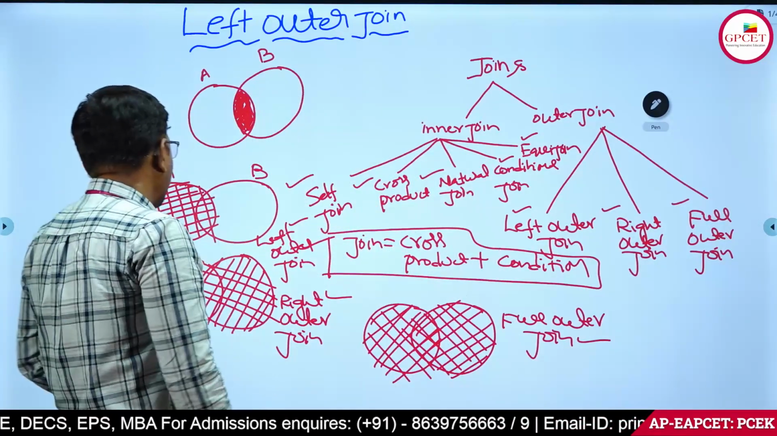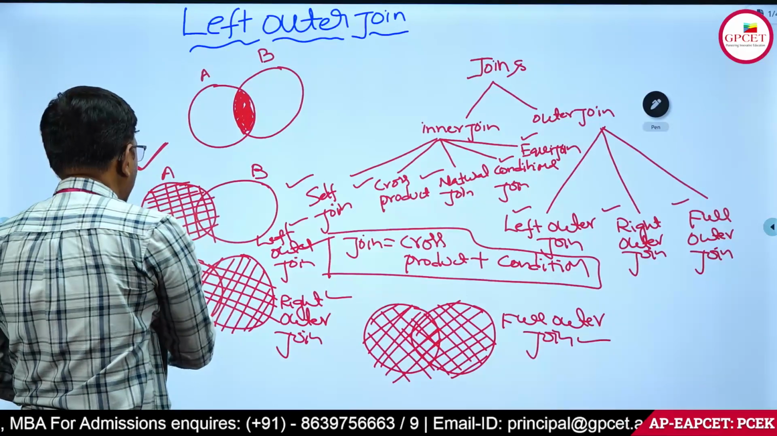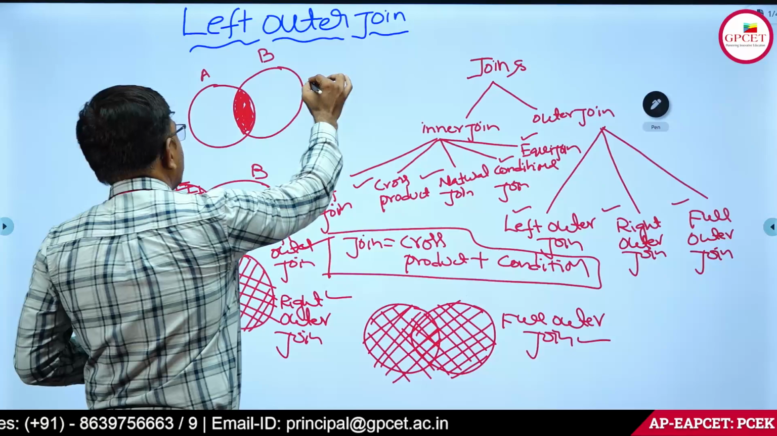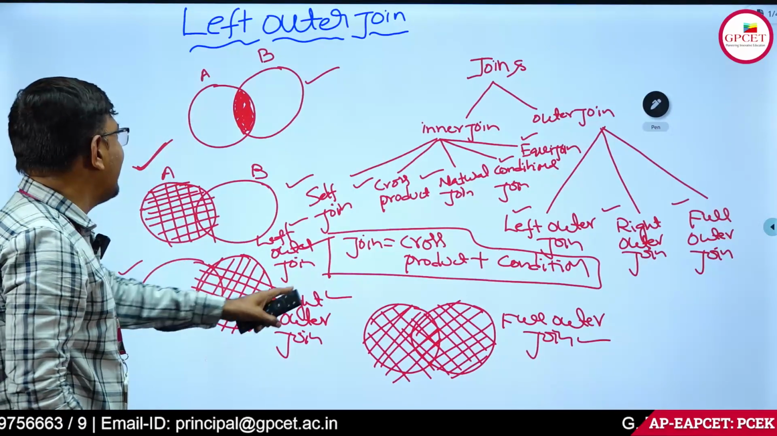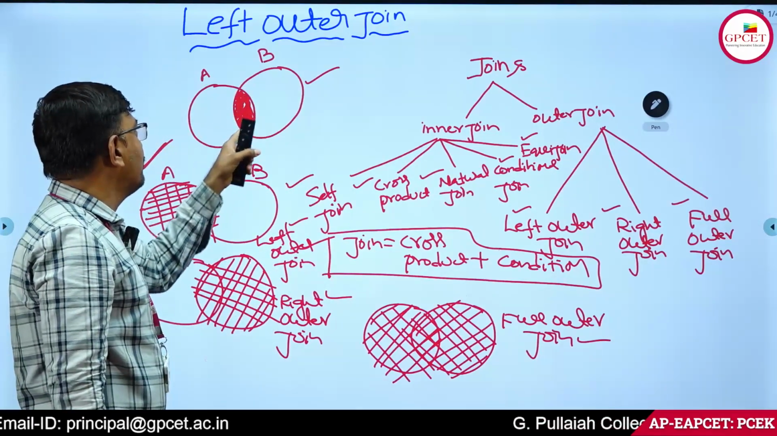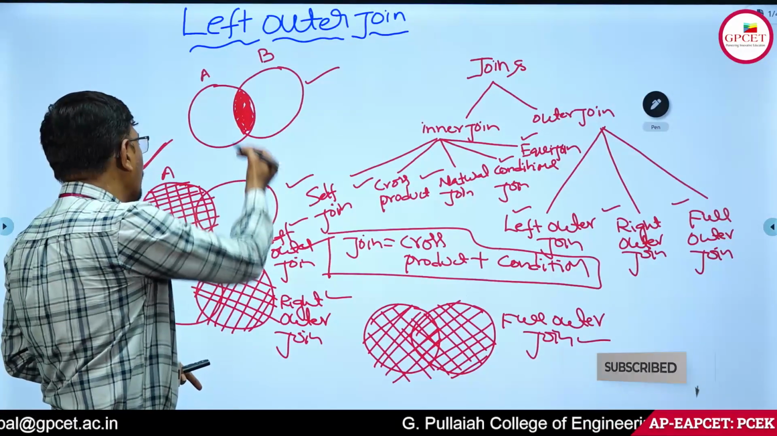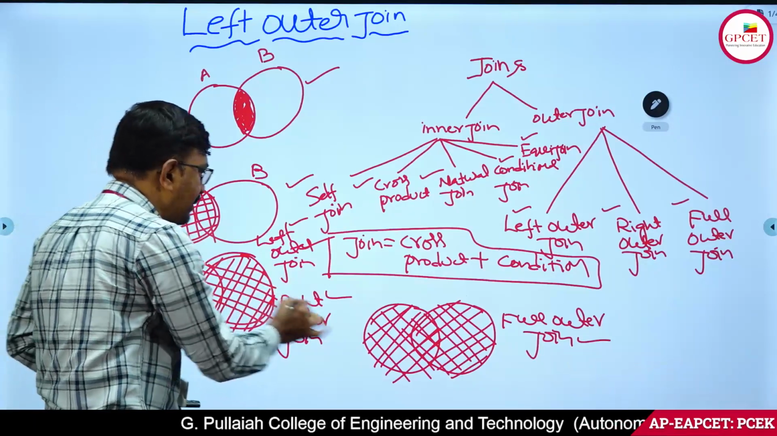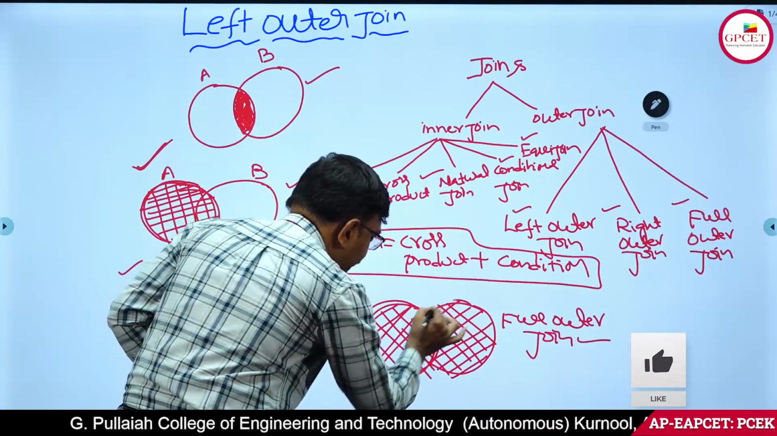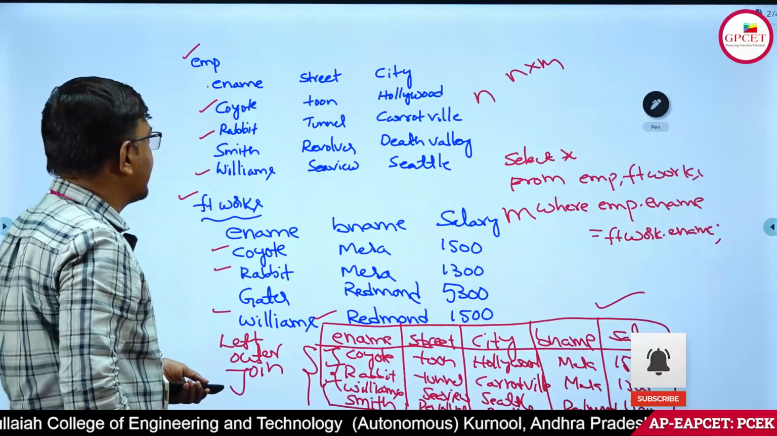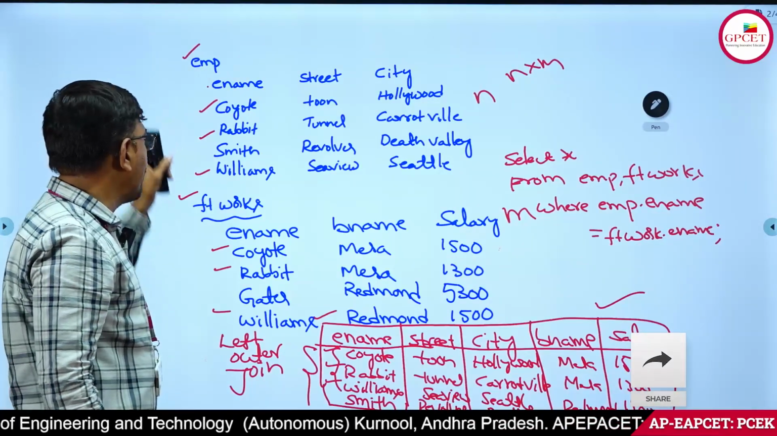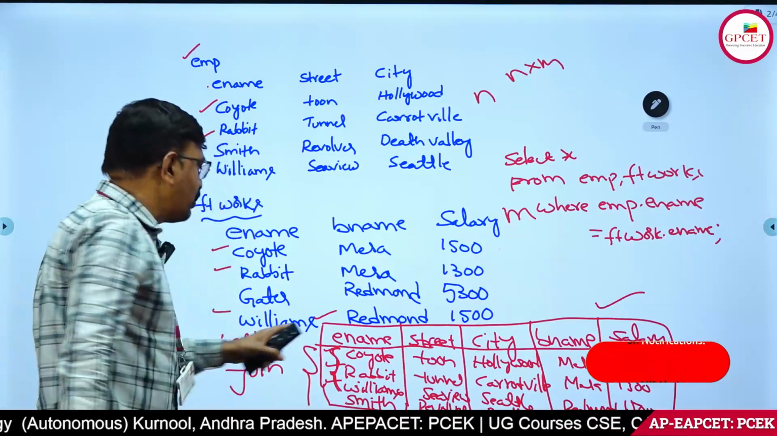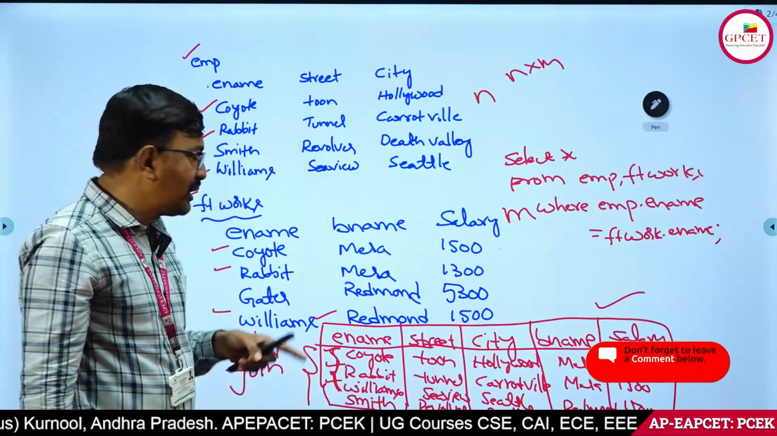Here we have left outer join, right outer join, full outer join. Observe here, the first one is the join operation, the second one is a left outer join, the third one is a right outer join. Why? Because common columns with common values is nothing but a join operation. This is the left outer join, this is the right outer join, this is a full outer join. For the example, there are two tables, one is the employee table, the second one is the FT works table. Observe the first three rows. Common columns with common values is nothing but a join operation.